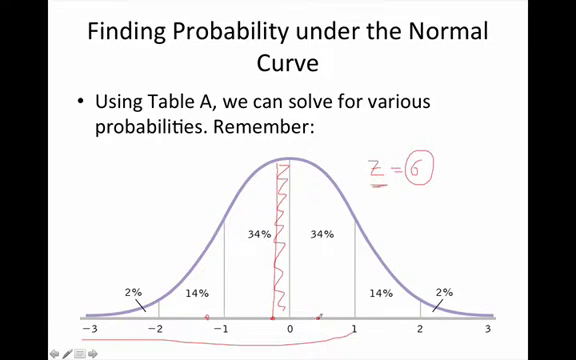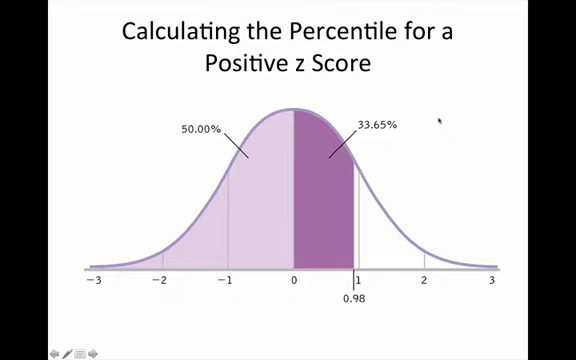Likewise, if this is my observation here, and I want to know what likelihood of the distribution is beyond this value, I know I'm looking for this area. So you really do need to practice using the z-tables in order to solve these probabilities. So just to say, if I want to be able to calculate a percentile for a positive z-score, and my z-score is 0.98, I need to be able to solve for this piece here, as well as add the bottom 50% of the distribution.